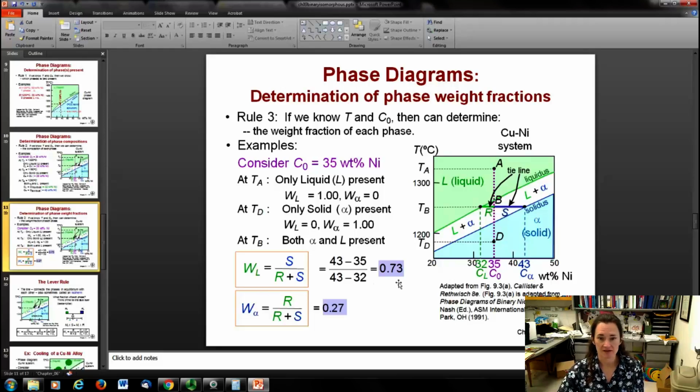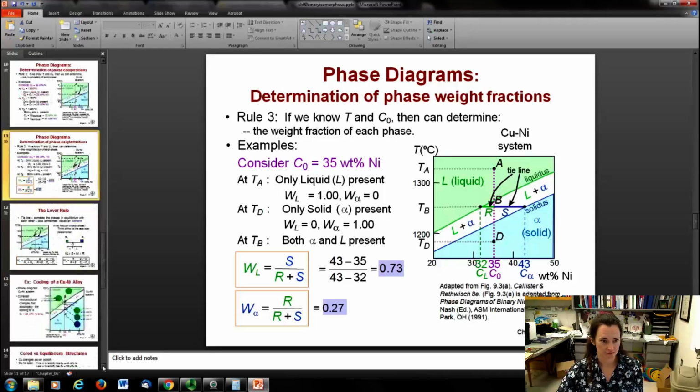And of course, if I have 73% liquid, then I've got 27% solid, but if I wanted to verify that, I could just do R over R plus S, which would be 35 minus 32 over 43 minus 32, and I would get 0.27. All right, I hope that's relatively clear.